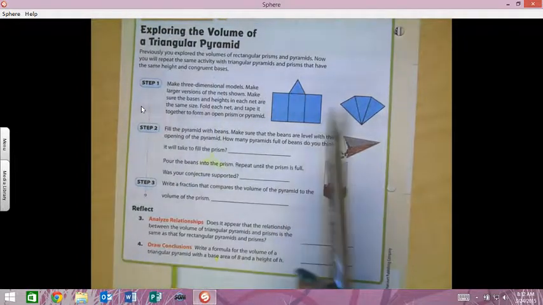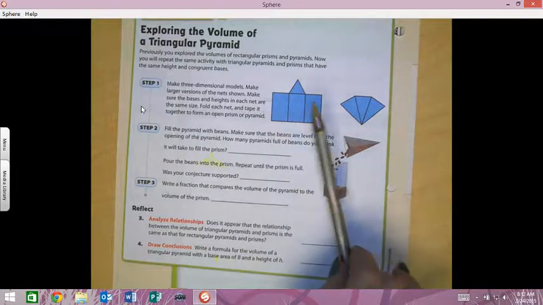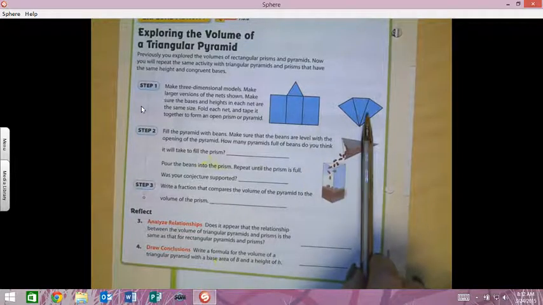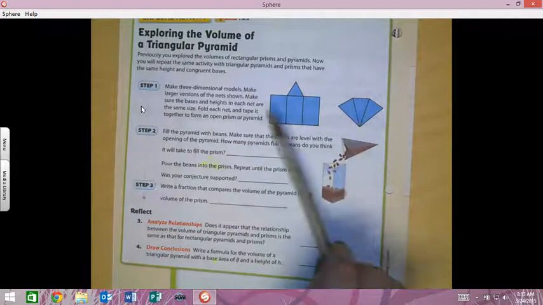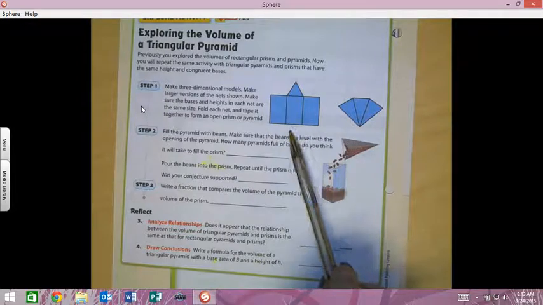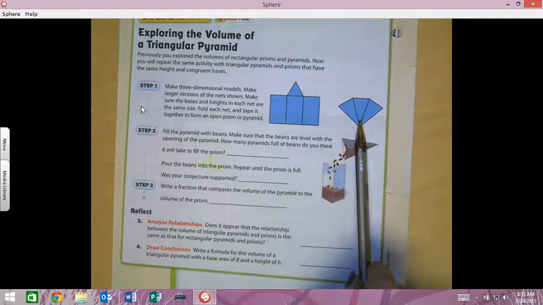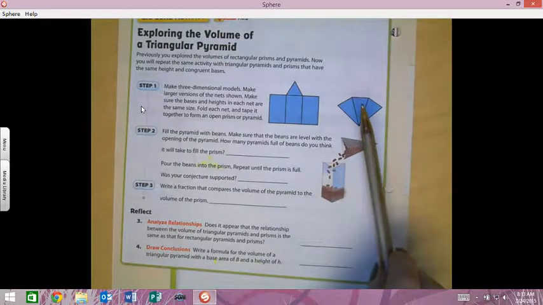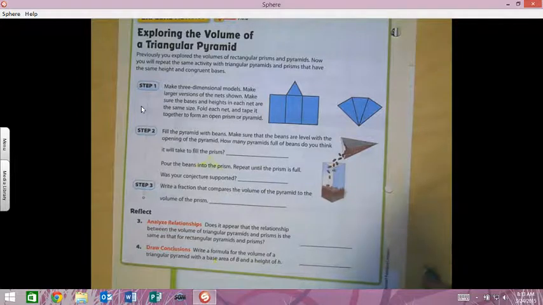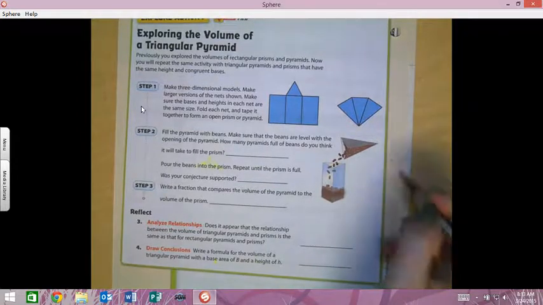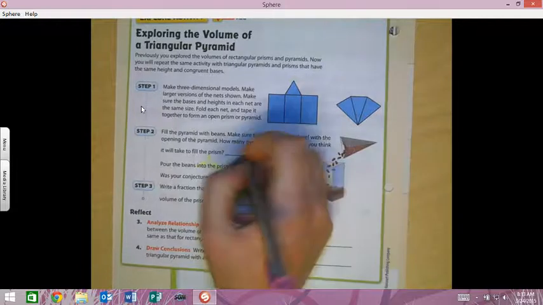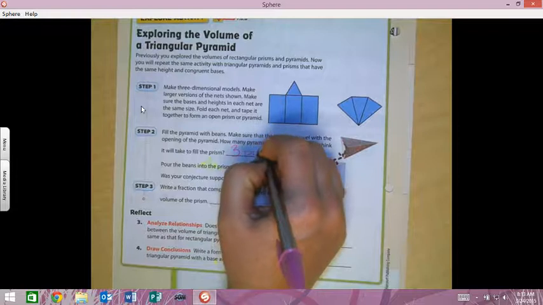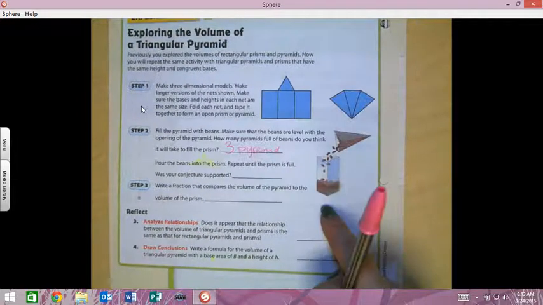So what you would do is you would make some three-dimensional models. We've got a triangular prism here and a triangular pyramid, but you're going to leave off one of the bases. So on this one, notice there's one base missing because we're going to leave it open. This one, its only base is missing. Remember, pyramids only have one base. So what we would do is we would fill these with beans, and then you would see, actually, it takes three of these pyramids in order to fill up one of the triangular prism.